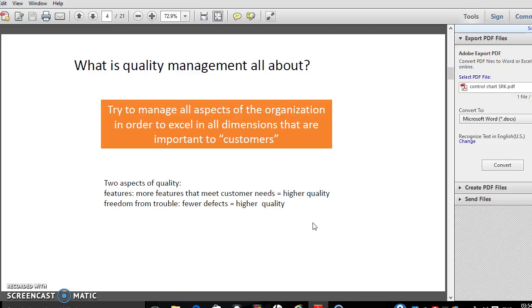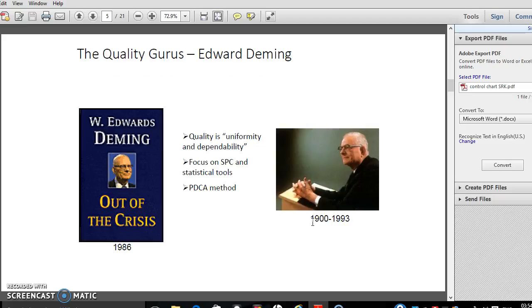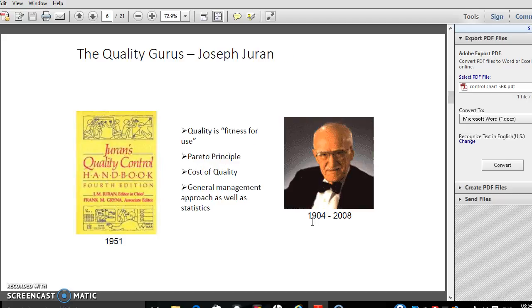There are two aspects of quality: features, that is, more features that meet customer needs mean higher quality; and freedom from trouble, that is, fewer defects mean high quality. Edwards Deming introduced a different definition of quality, that is uniformity and dependability. We focus on SPC, statistical tools and the PDCA method. Juran also introduced a quality definition, that is fitness for use, and introduced the Pareto principle, cost of quality, and a general management approach as well as statistics.